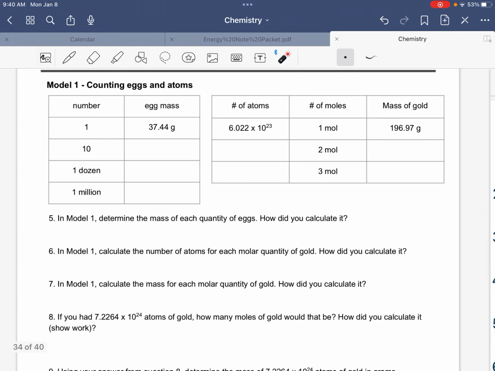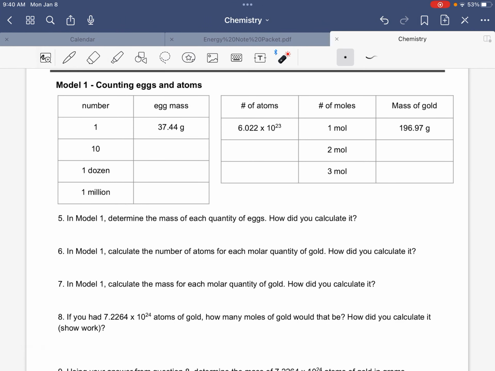Here we have Model 1, counting eggs and atoms. For question 5, it says in Model 1, determine the mass of each quantity of eggs, and how did you calculate it? If we know that 1 egg has a mass of 37.44 grams, if I have 10 eggs, I would just multiply 10 eggs times the mass of a single egg to find the mass of all 10 eggs. Same thing with the dozen. I would take 12 times my mass of a single egg to find the mass of all 12 eggs. And same thing with a million. I would take 1 million times my mass of a single egg to find the mass of the million eggs.